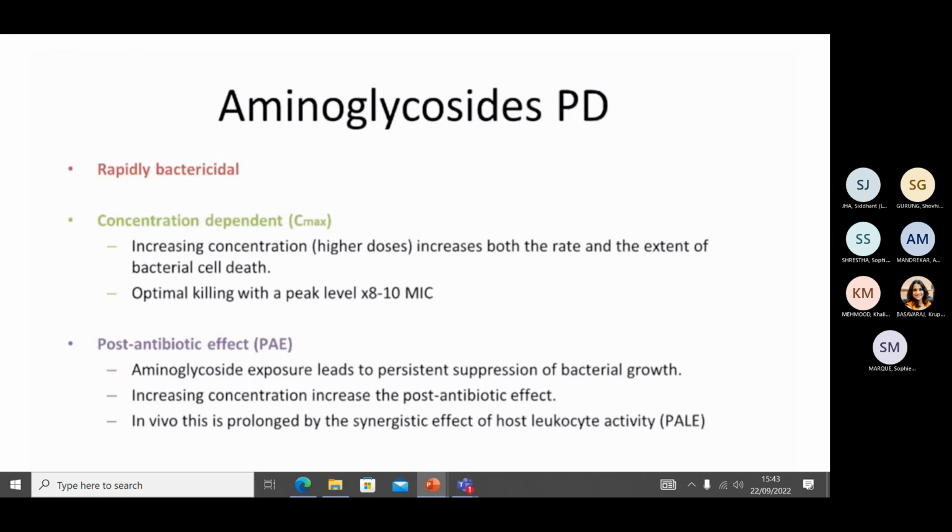So it's a concentration dependent antibiotic. So the higher the concentration, the better the extent of bacterial cell death. And it's best at being above the MIC by 8 to 10 times. It also has something called the post-antibiotic effect. So that bit where you have no antibiotic in your plasma, it's still working, it's still carrying on to suppress bacterial growth. And increased concentration increases the post-antibiotic effect. And this has a synergistic effect with host leukocyte activity.